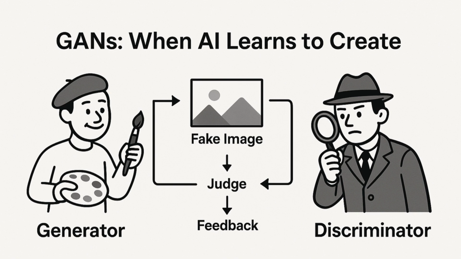Have you ever seen a photo that looked real but was actually made by a computer? That's the magic of GANs, Generative Adversarial Networks. Think of GANs like a game between two players, a forger and a detective.